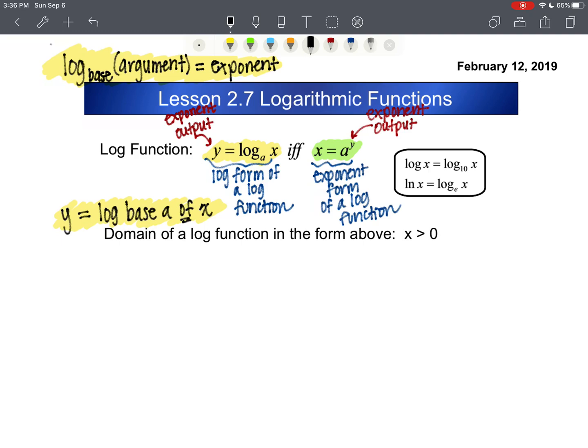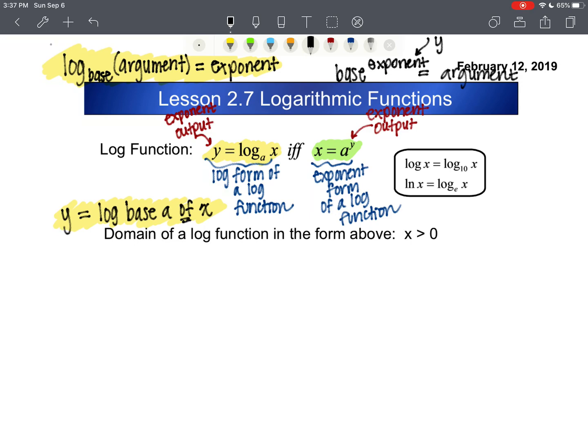I can also write this in exponential form. Base raised to an exponent, but that exponent has to be your output. So that exponent has to be y, right? Is equal to the argument. So you can write it in your exponential form.